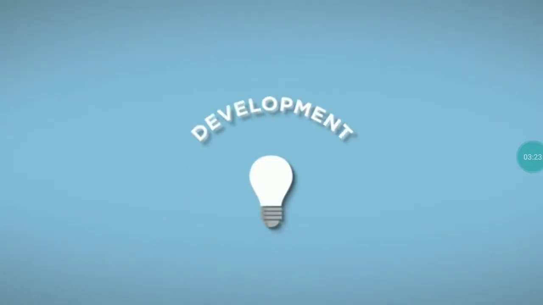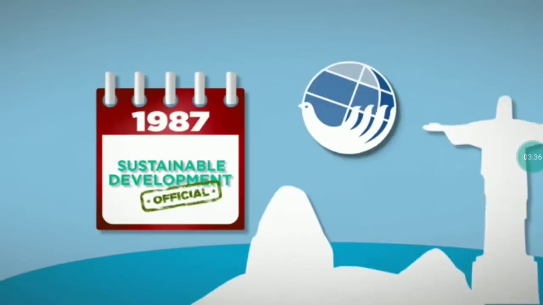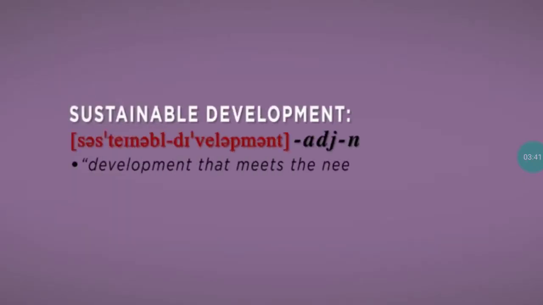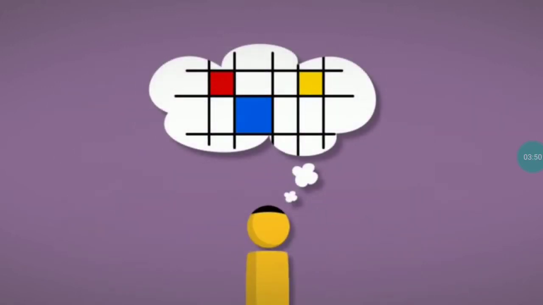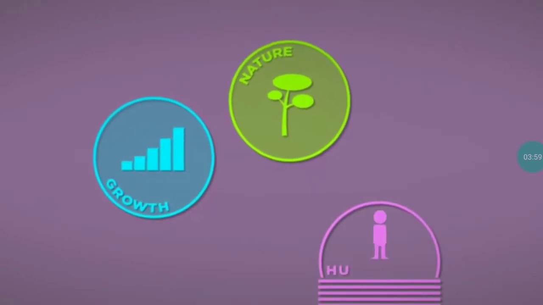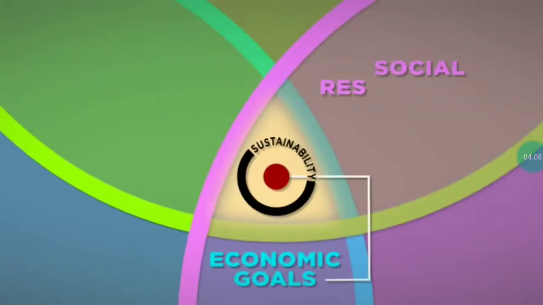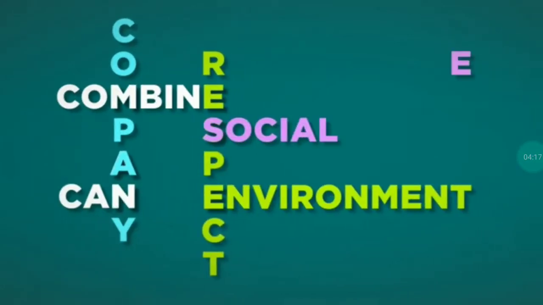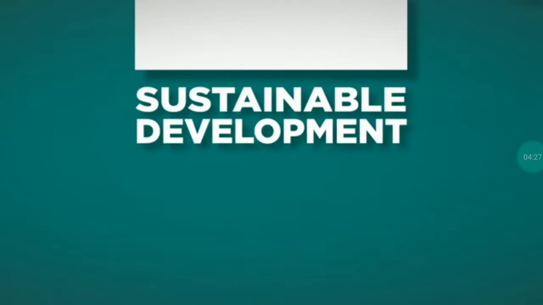The proposed solution was a new kind of development, or rather a variation of the traditional model called, quite simply, sustainable development. The term was officially defined in 1987 as part of the preparations for the Rio Earth Summit. Sustainable development is development that meets the needs of the present without compromising the ability of future generations to meet their own needs. Does that sound a little abstract to you? Let's put it this way. Sustainable development means that growth must be accomplished with respect for nature and humankind. And where is sustainability achieved? Right here, at the crossroads of economic goals, social responsibility, and environmental protection. Now, are you wondering whether a company can combine respect for the environment, social equity, and commercial success? Well, the answer is yes. Not only that, but sustainable development creates value.